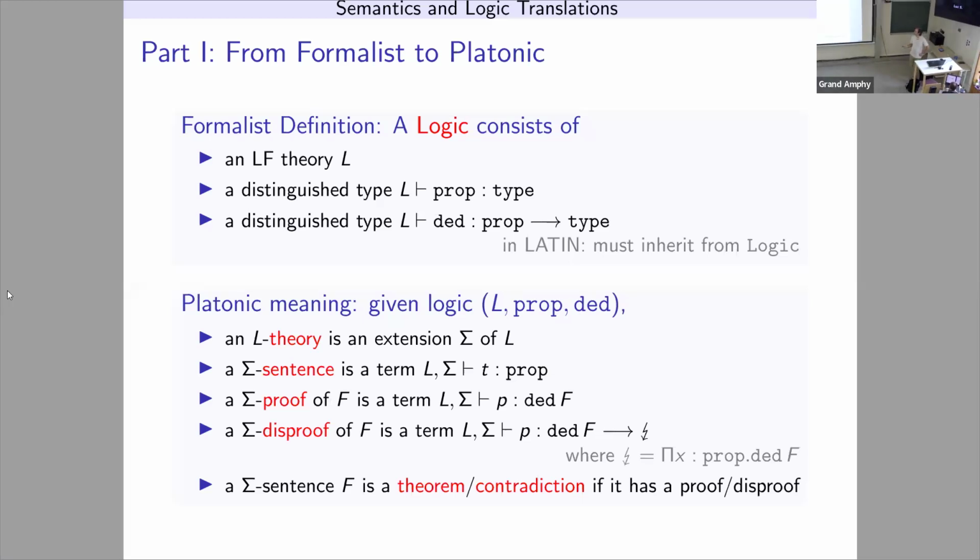A sentence over the sigma theory of logic L is then just a term of type prop. And the proof of F is a term of type det. I also define disproofs, which comes in handy if you're formalizing logics very generally. Sometimes there are logics where proofs and disproofs have their own separate inference systems. So we also define disproofs using this negation trick.